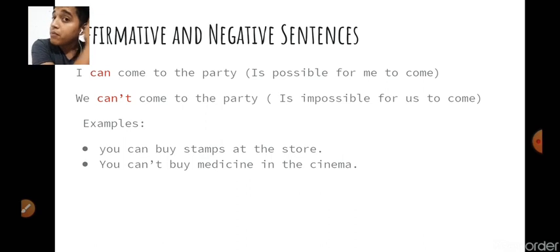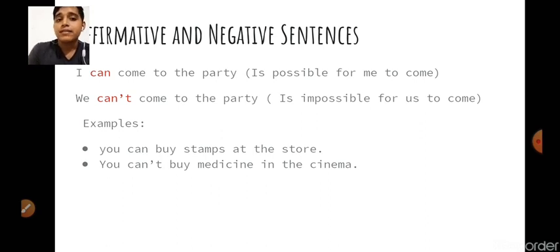Now let's go for some examples, guys. Affirmative and negative sentences. I can come to the party. Is it possible for me to come to this party? Okay, it's a possibility for me. I can do it. Or we can't come to the party. It's impossible for us to come to this party because there is something that is not letting us come. Something is happening, okay?